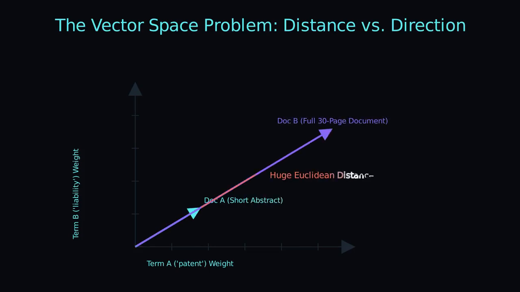and a comprehensive 30-page legal brief on the same topic. Because their subject matter matches, their vectors point in the exact same semantic direction. But because the long brief repeats vocabulary terms, its raw values expand outward, creating a massive spatial distance between them. To eliminate length bias, data scientists discard Euclidean distance entirely and look exclusively at the angle between vectors. This metric is known as cosine similarity.